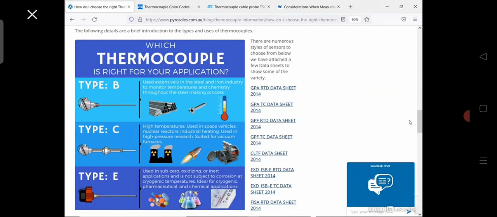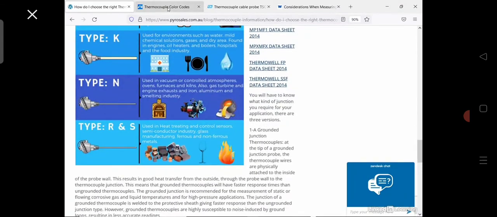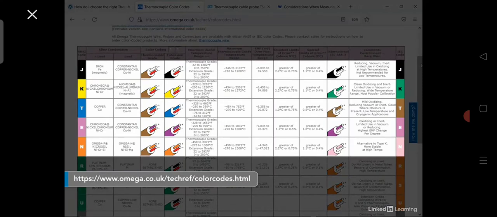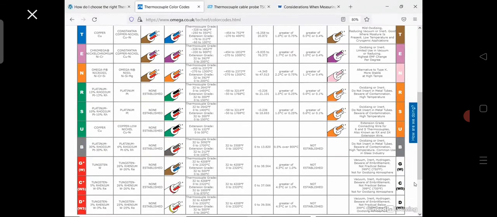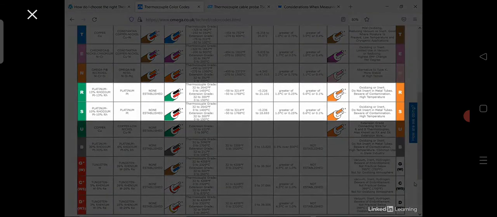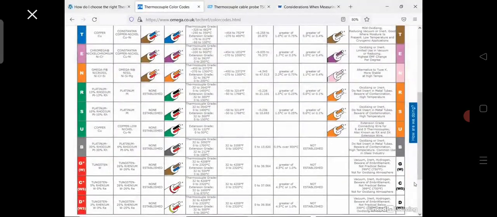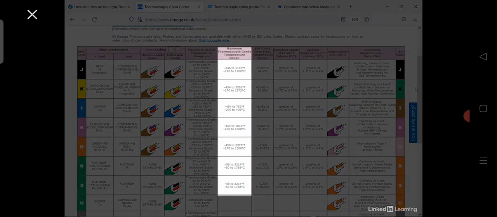Thermocouples are classified by types. Each type is used for different applications. The most common types are J, K, T, E, and N types. There are also types for high temperature calibrations, like type R, S, B, and C. Each type has a different temperature range, as you can see here.